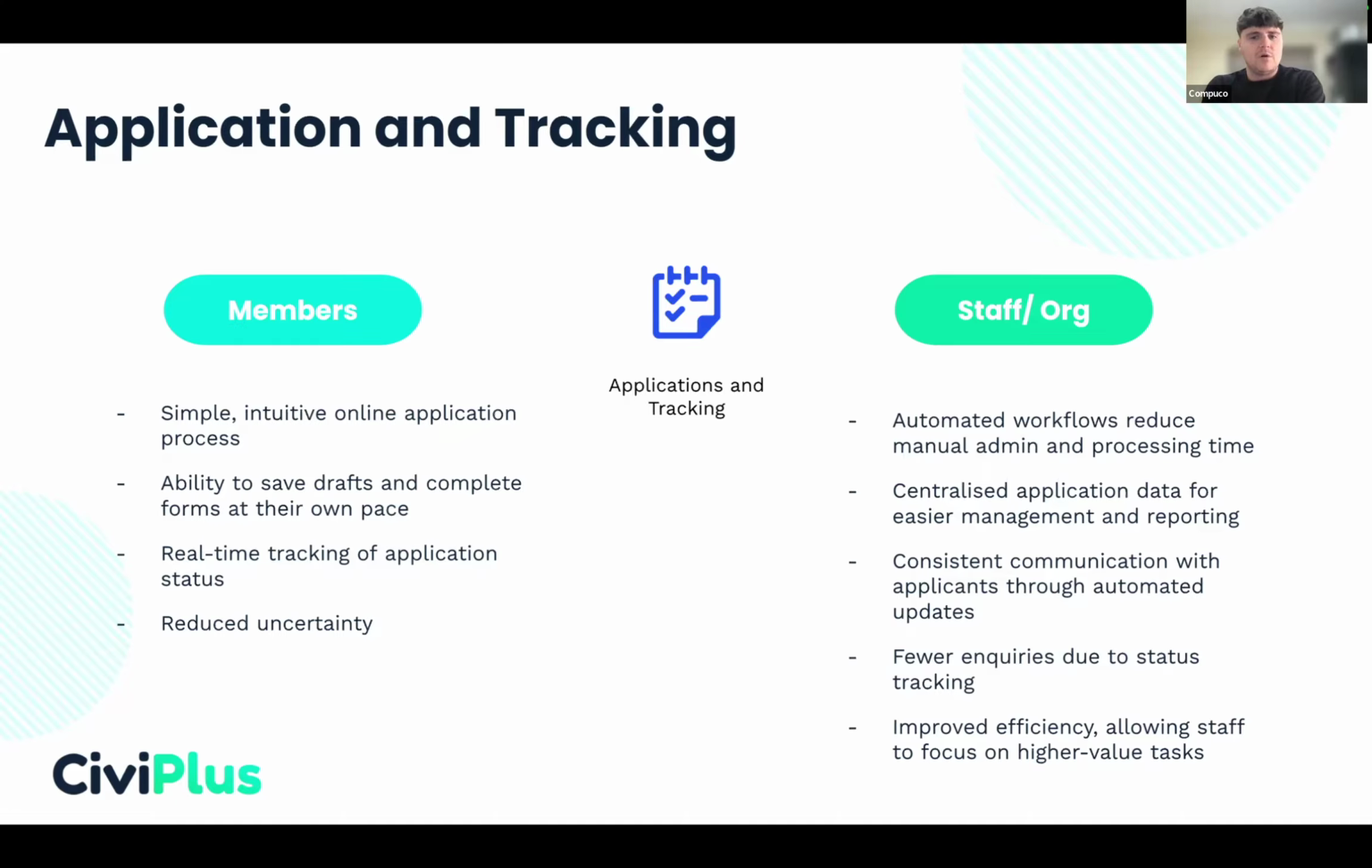Fewer inquiries due to status tracking. So because they can track their own application along the process, it sort of reduces the amount of times that you might get the occasional email or phone call saying, oh, where are we up to in this application? Because they're consistently being updated via the automations and the portal tracking. And then finally, it can improve the efficiency, allowing staff to focus on sort of higher value tasks, maybe member engagement or producing a new member strategy, for example.